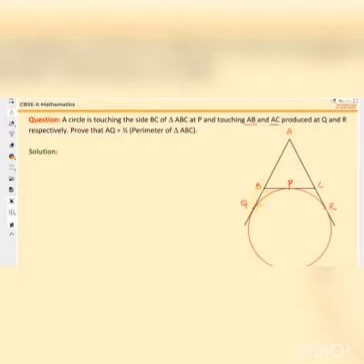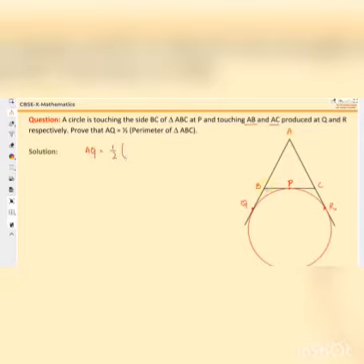That means I have to extend this side, and when I extend, it touches the circle at point Q, and on this side it touches at R. Now they are saying prove that this length AQ is half of the perimeter of the triangle ABC. Right? So try to prove it, guys.